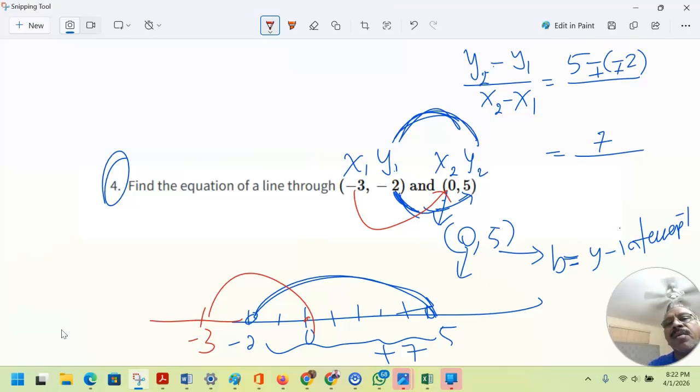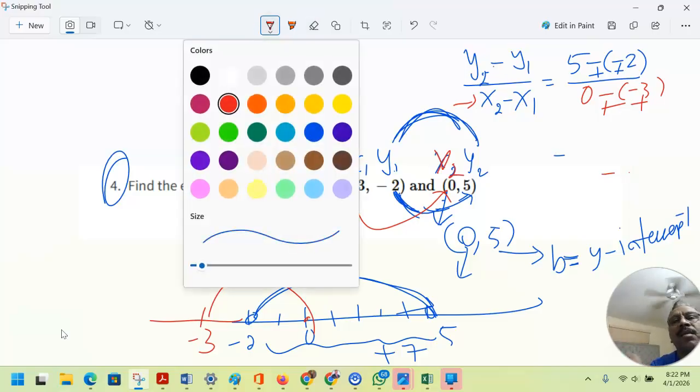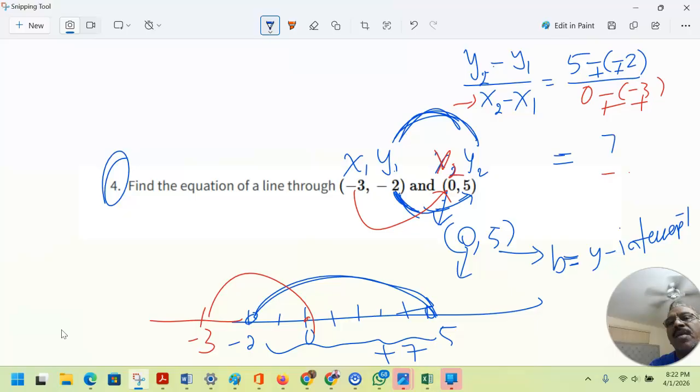In other words, when you apply the formula, the x2 is this one. So it is 0 minus of -3. So these two negatives change to positive, and you get the answer 7 over 3. And that's the slope.